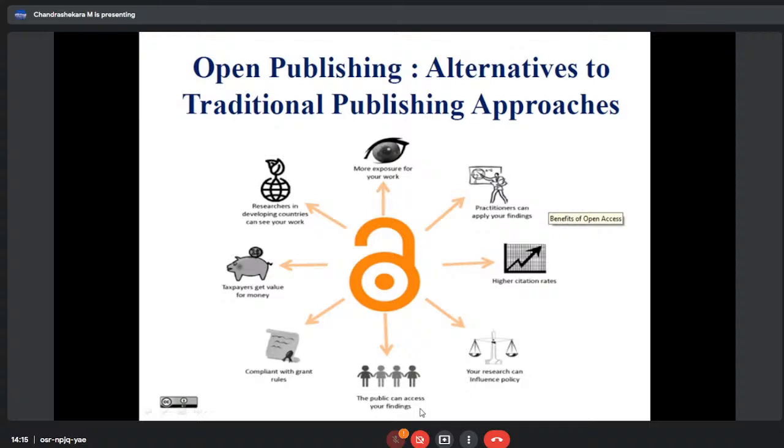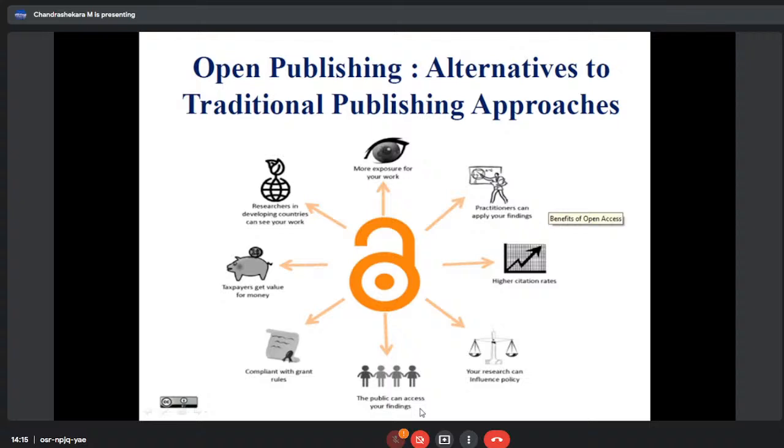Taxpayers get value for money. This is more important, because as teachers or research scholars, you are doing the research many times by getting funds from the government. In such a case, what we are giving to the society is more important. We are getting the salary, and because the government is paying for us, that's why we are doing the work. We know that. And whose money is that? Ultimately, the taxpayers'. We also pay the tax, because the public, all these people pay the tax, isn't it? Taxpayers get value for the money, because then we have to give back to the society.